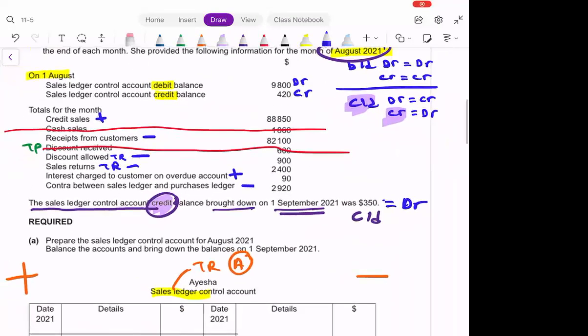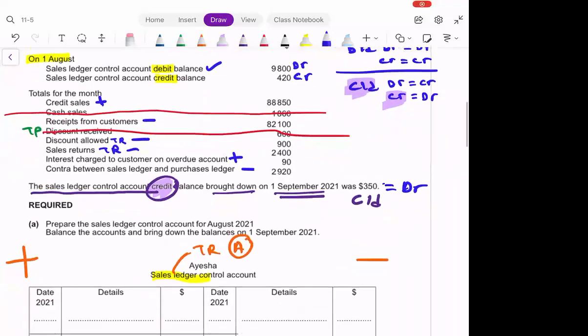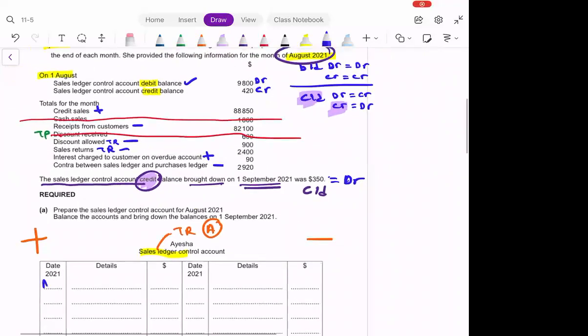So here, I will start with the first one, balance BD, right here, August 1. They say debit. Balance BD, debit means debit, credit means credit. We follow. 9,800. And then we have another balance, which is 420 in the credit side. We just follow that. August 1, balance BD. Are you all following me?